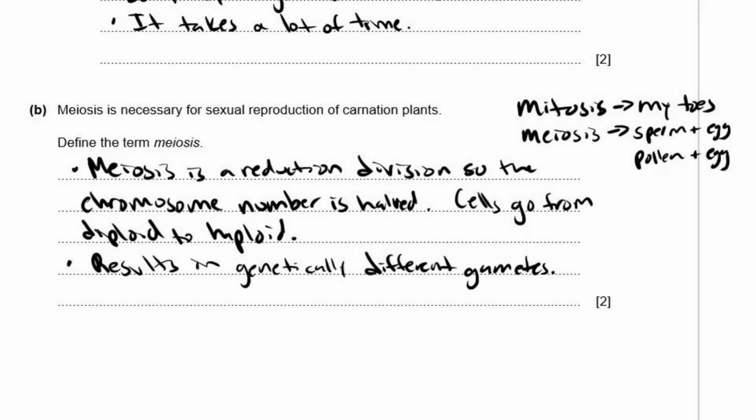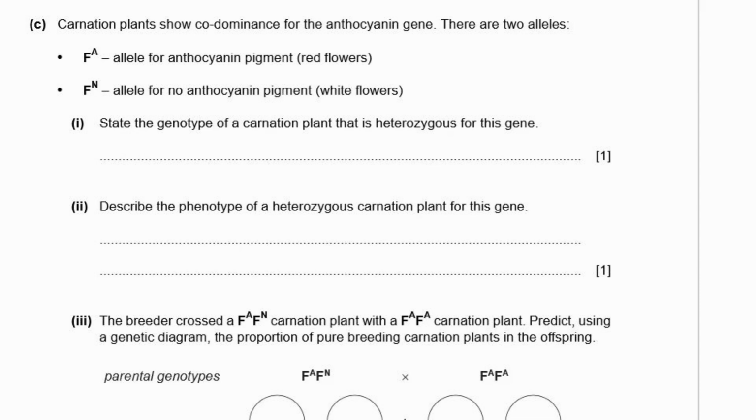All right. C. Carnation plants show co-dominance for the anthocyanin gene. There are 2 alleles. We have the F capital A allele for anthocyanin, for the pigment, which means it has red flowers, and F capital N allele for no anthocyanin pigment, and that creates white flowers. If you notice both of these alleles, it's a capital letter, which means that they're both dominant, as it says. When you write them, you tend to write the first in the alphabet first.